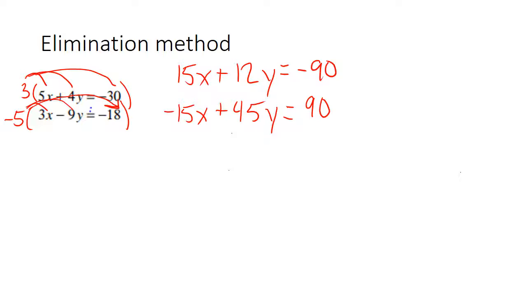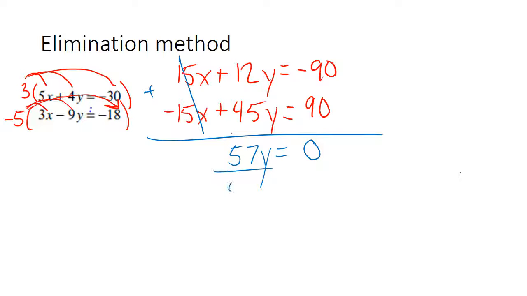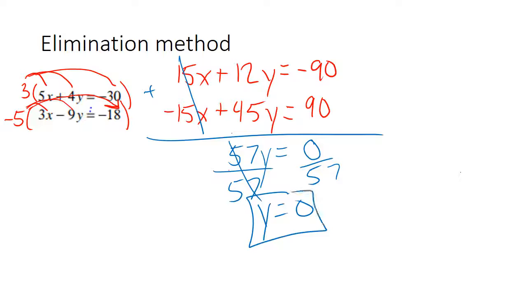Now, I'm ready to combine. All right, so look at the x's. I successfully have opposites, so I can eliminate the x's. That's 0. And then 12 plus 45 is 57y equals negative 90 plus 90 is 0. So divide by 57, divide by 57, y equals 0. Halfway done. Almost there. Let's do the next part.